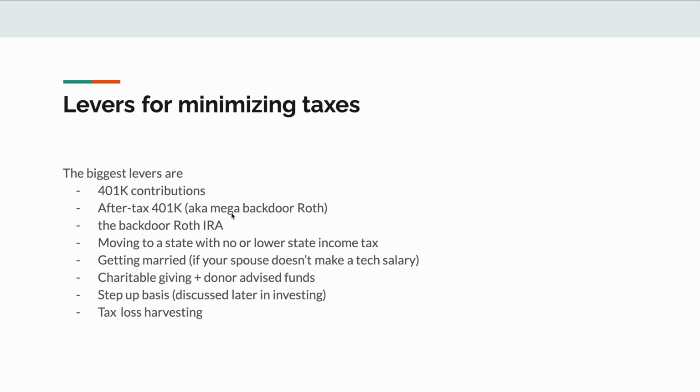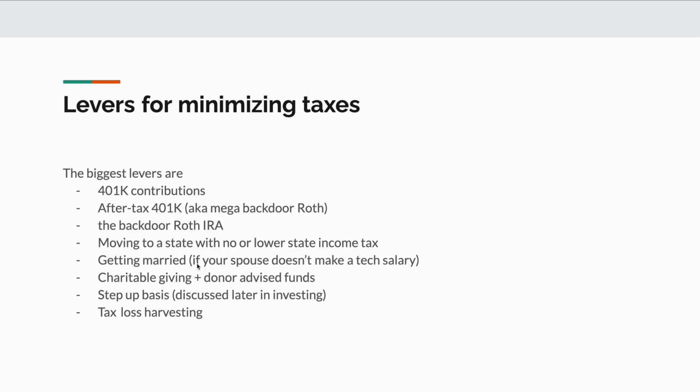The next one is an after-tax 401k. It's also called a mega backdoor Roth. This is one that will reduce your capital gains tax. The same goes for the regular backdoor Roth IRA. If you move to a state with no or lower state income taxes, that is going to reduce your state income tax rate.